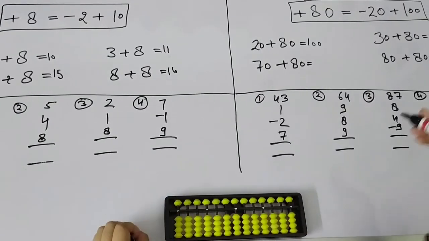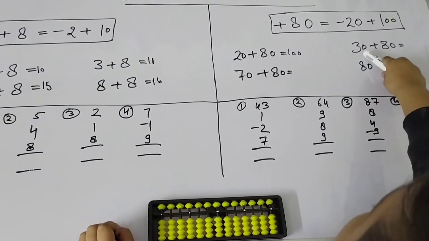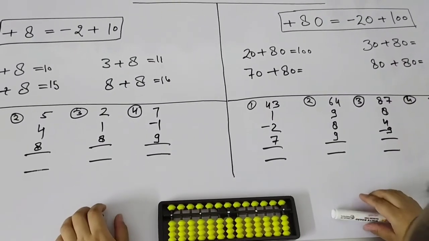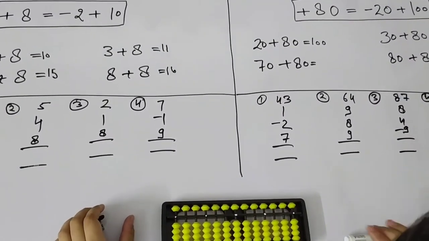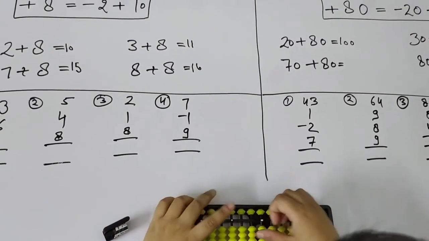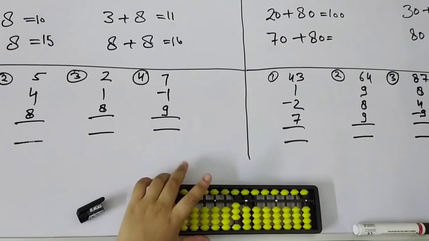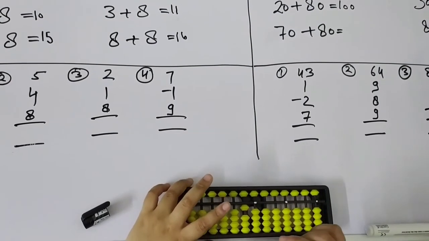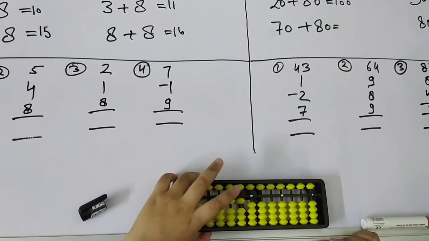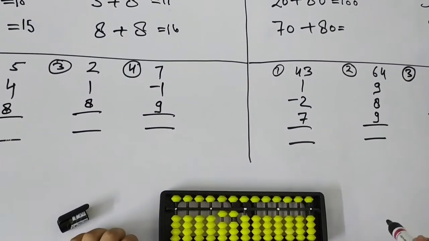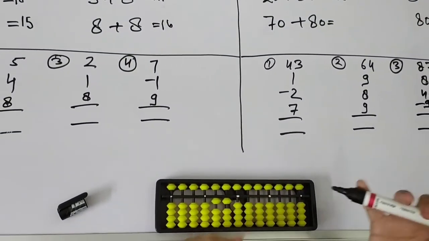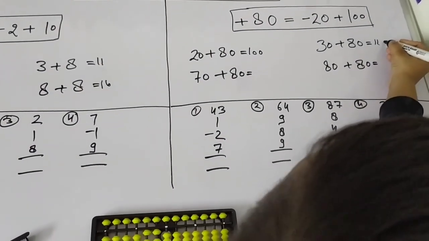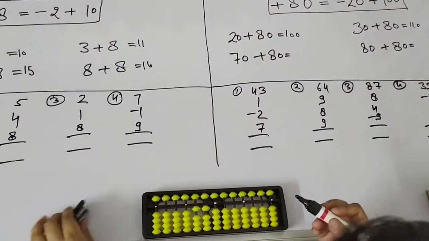Next question, 30 plus 80. 30 and the formula of 80 is minus 20 and plus 100. We got our answer 110. We have written 110.